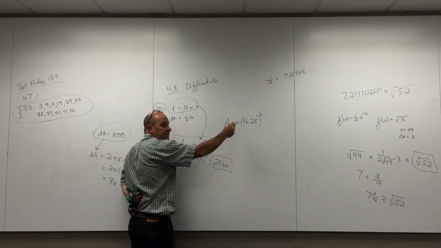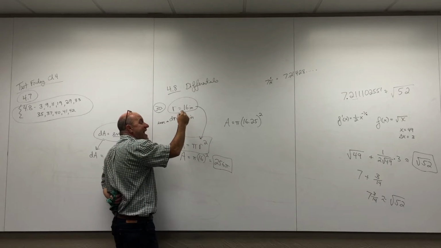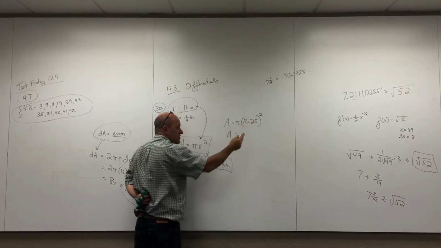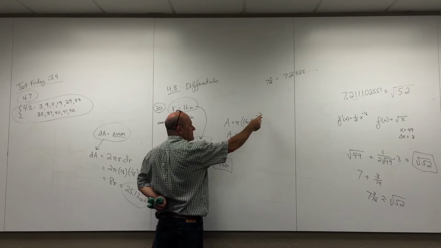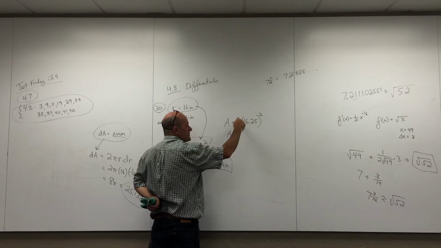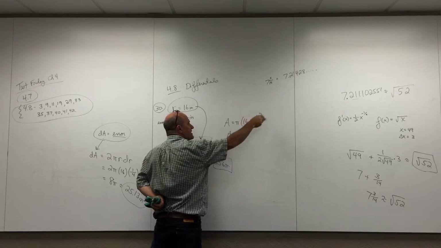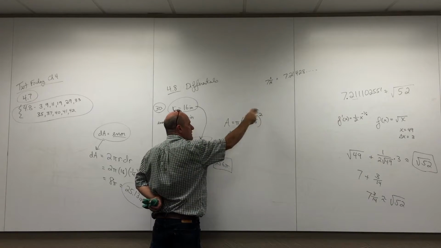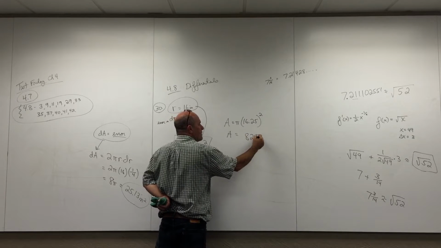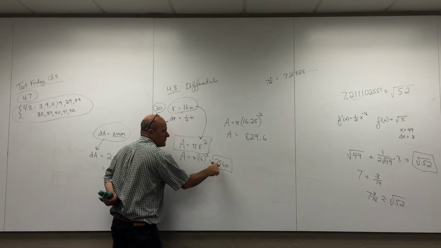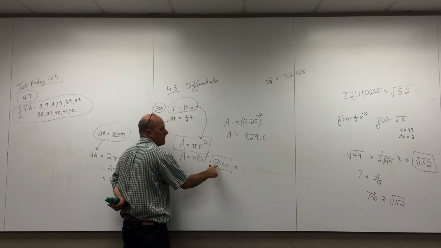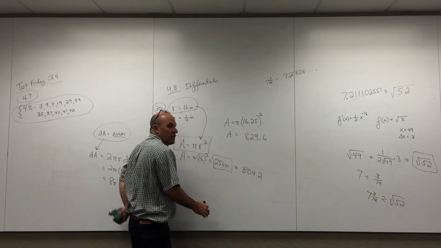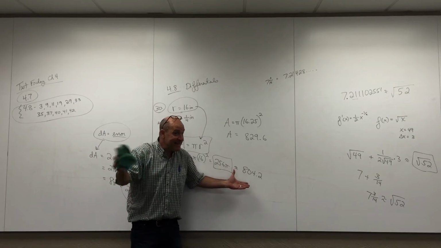You guys following me? I'm adding that error into my radius, and now I'm going to calculate the area. How much is it going to be off? What is 16.25 squared times pi? Go ahead, give me a big decimal for all this. Just give me an answer. 829.6. Tell me this one. What's this answer? 804.2.